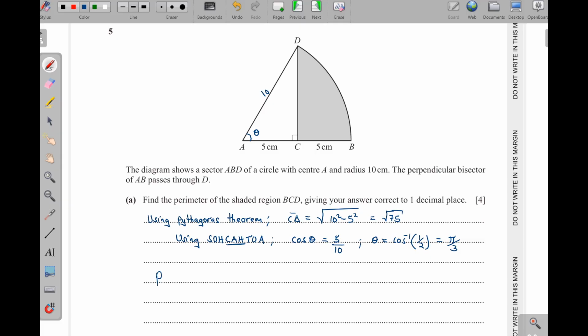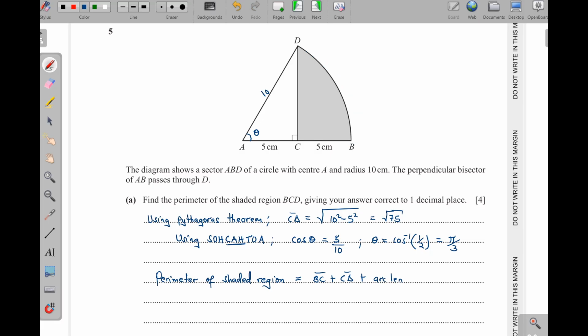Now, let's go to our perimeter. Perimeter of the shaded region, we are going to have BC, then plus CD, then plus arc BD.